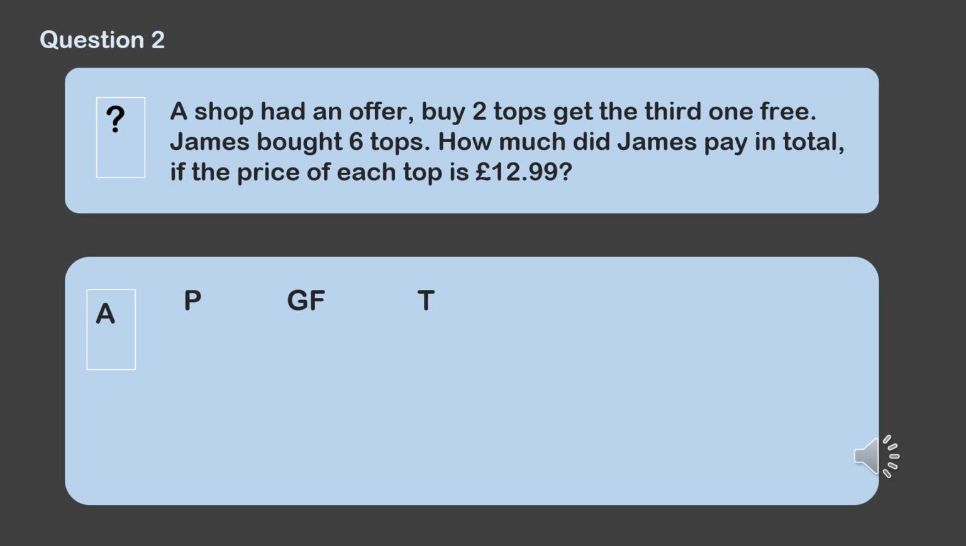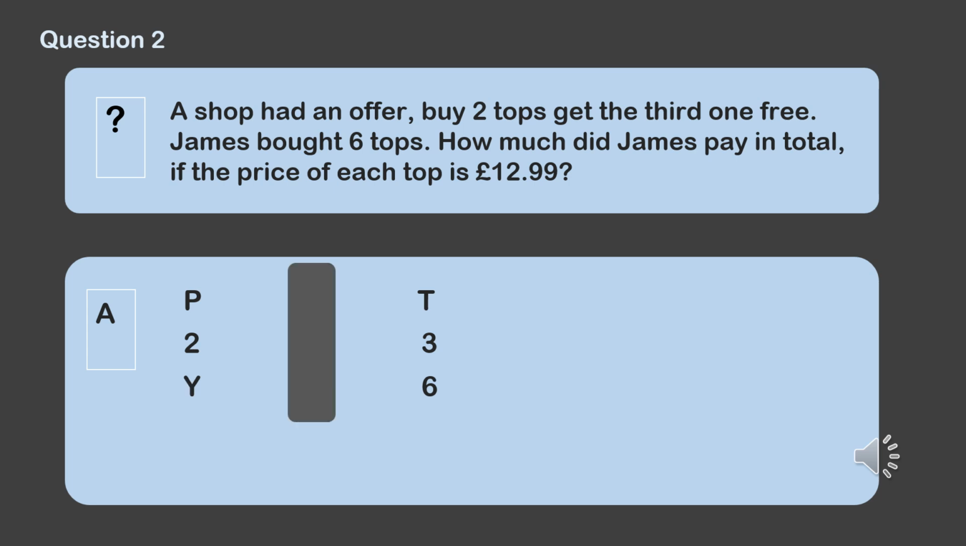So we use letter P to indicate the number of tops that he paid for, GF for the tops that he got free, and T is the total number of tops that he ended up with. Now we know for every 2 tops he paid for, he gets 1 free, so this means he will end up with 3 tops in total. But the question is asking for 6 tops that James ended up with. So how much did he pay for the 6 tops?